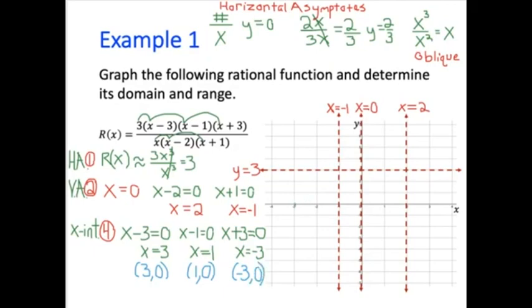So I'm going to go ahead and plot those points on the graph. So this is the point (-3, 0). And then here's the point (1, 0). And the point (3, 0).